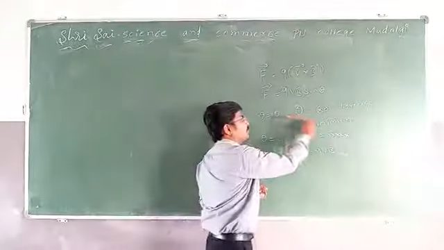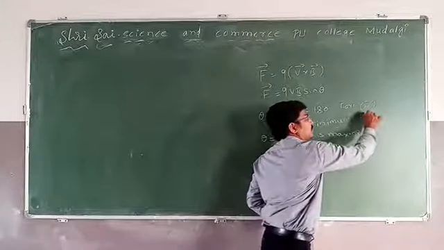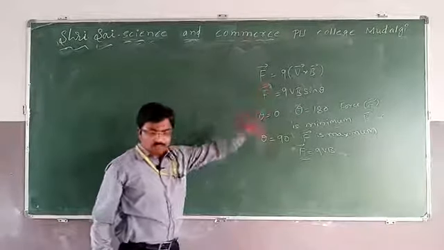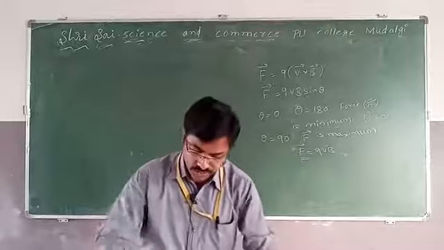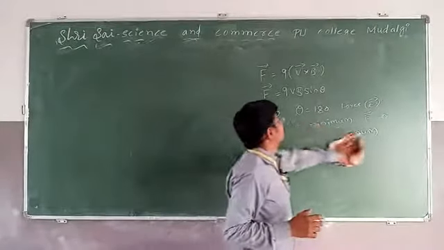This is the minimum value of the magnetic force. How much is the minimum? F is equal to 0. This is the minimum value. These are all we discussed in the previous session. Next we move to one more force, that is the Lorentz force.